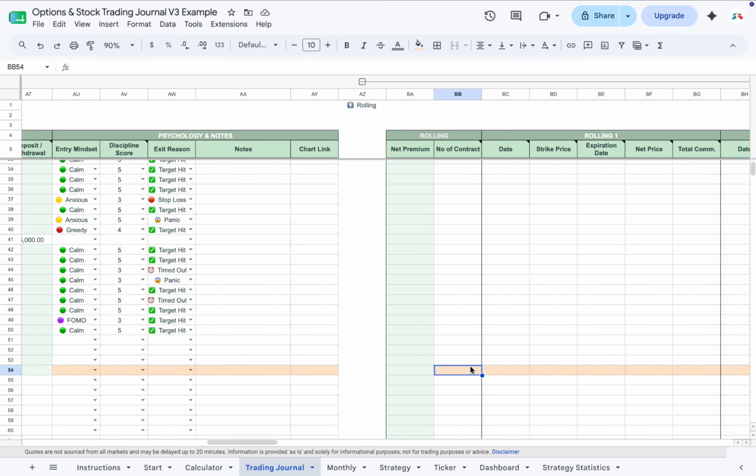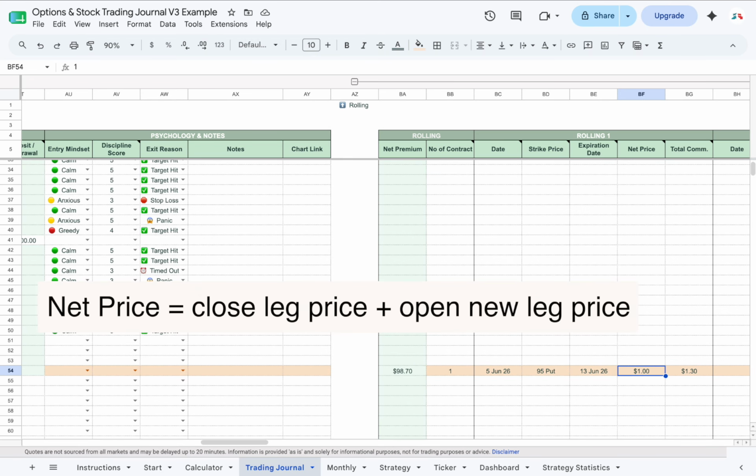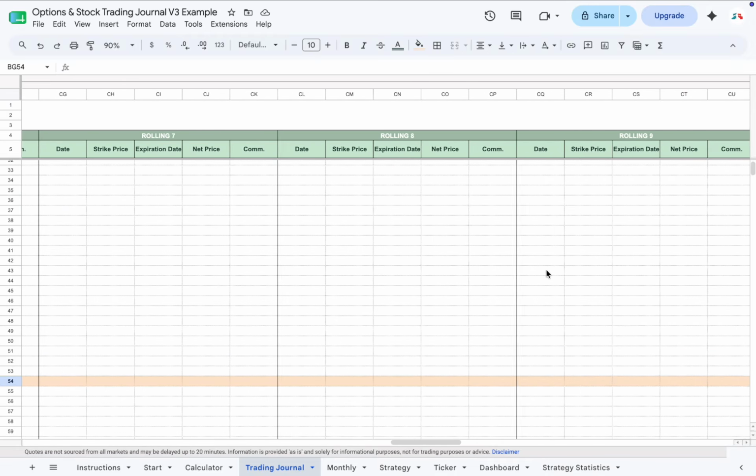A roll consists of closing an existing options position and opening a new one. Under the number of contracts column, enter the number of contracts being rolled, then enter the roll price, new strike price, new expiration date, and net price. The net price should include both the closing transaction and the opening transaction on a per contract basis. You can also enter the total commissions paid for the rolling transaction. The net premium column automatically calculates the profit or loss generated from the roll and includes it in the overall trade P&L. The journal supports up to 20 rolling transactions for a single trade.